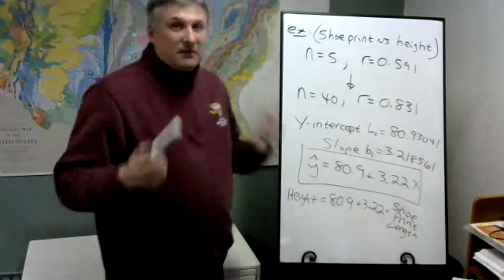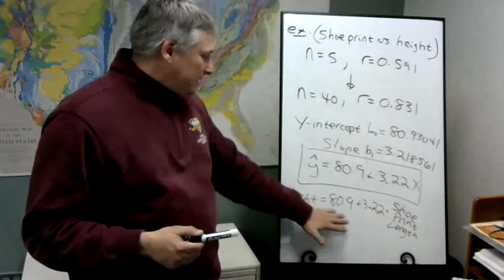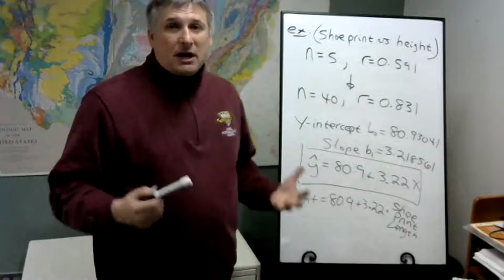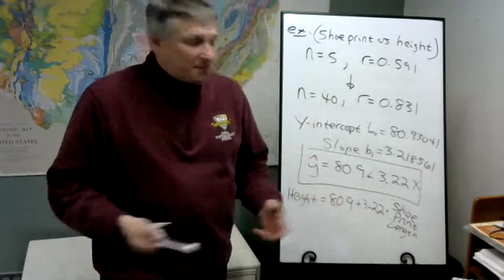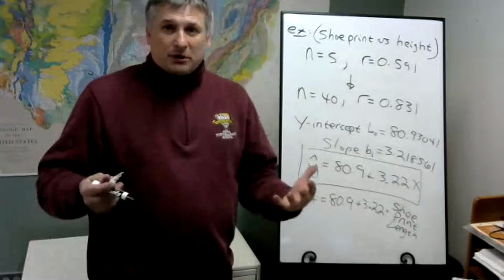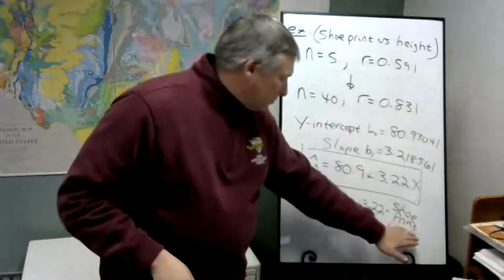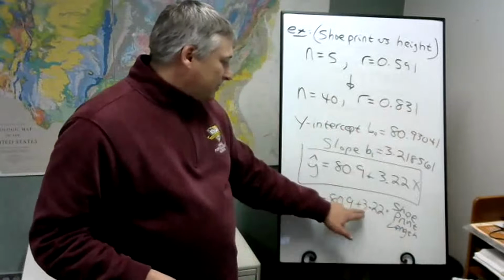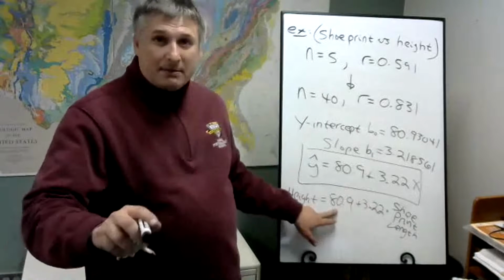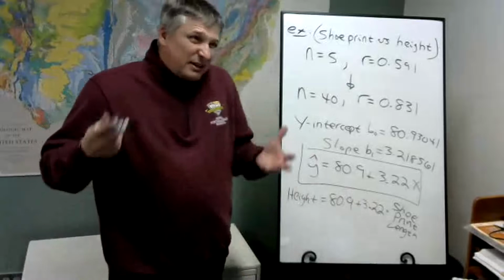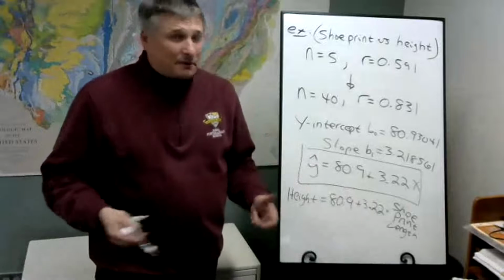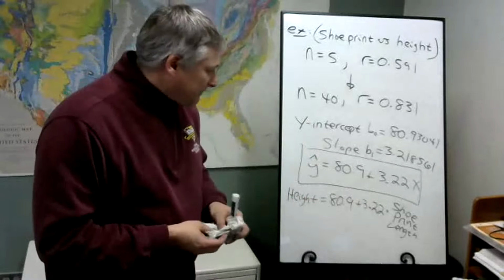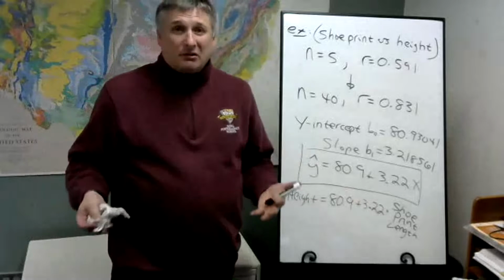And this is going to be very useful. You could use these kinds of models. You can call this a statistical model. And you can use these kinds of models to predict all kinds of things. So here, if you see a shoe print, you can measure it, plug it into this formula, take the shoe print length, multiply by 3.22, add 80.9, and you should get a decent estimate for the height within some error. And the result of that is, well, you have some rough model.